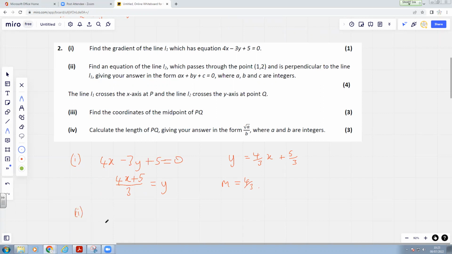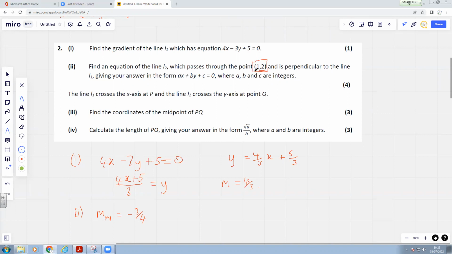Part 2, I've got to find the equation of the line L2. It goes through (1, 2), and it's perpendicular to L1. Okay, if it's perpendicular to L1, I'm just going to write down m perp, which just means perpendicular gradient. It's just my way of notating it. Now, I just take the negative reciprocal there, and the negative reciprocal of 4/3 is minus 3/4. That's to find me a perpendicular gradient. I've also got a point on the line, (1, 2).